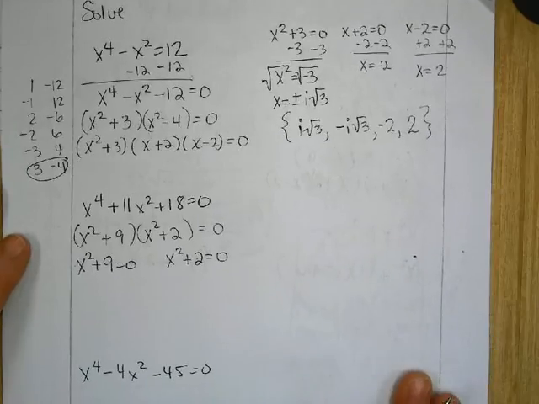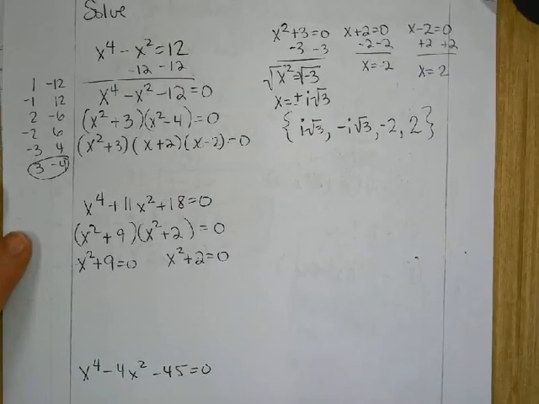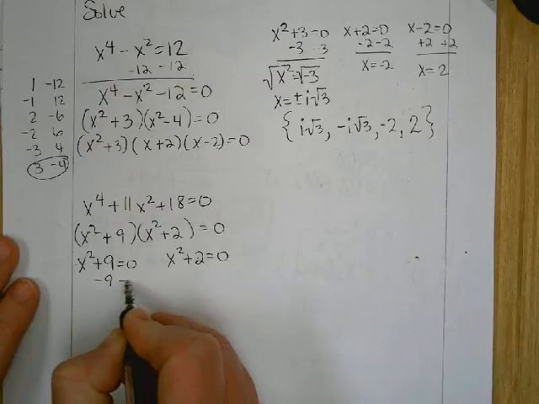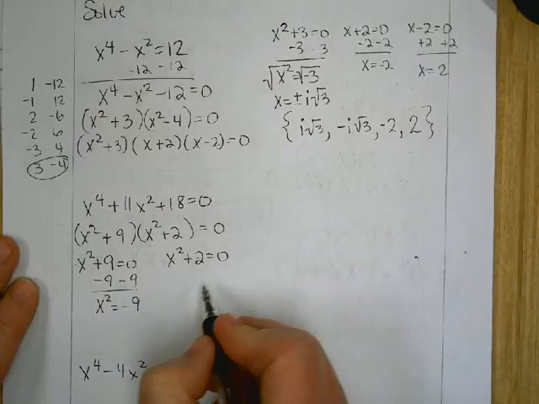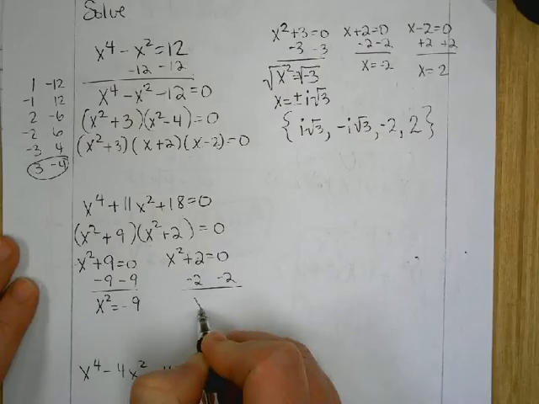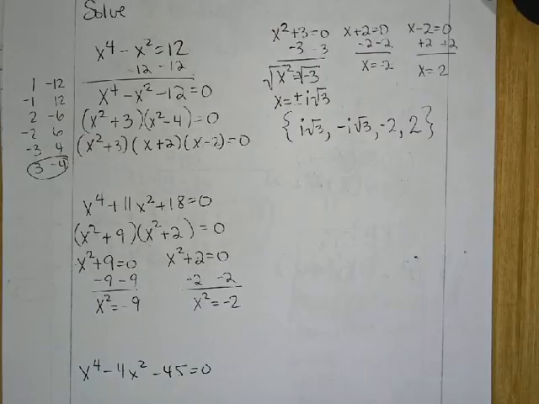Everybody paying attention? Subtract 9 from each side. x squared is negative 9. Subtract 2 from each side. x squared is negative 2. How do you finish solving this with the x squared? Take the square root.